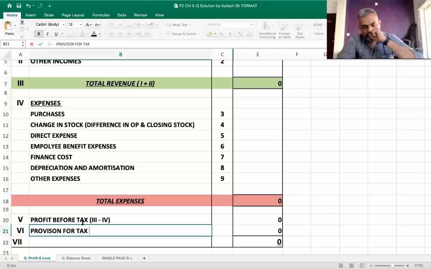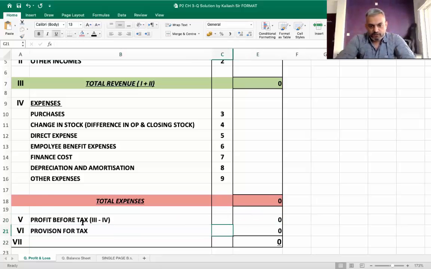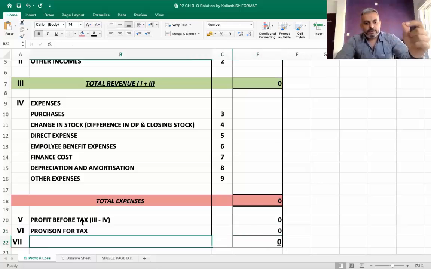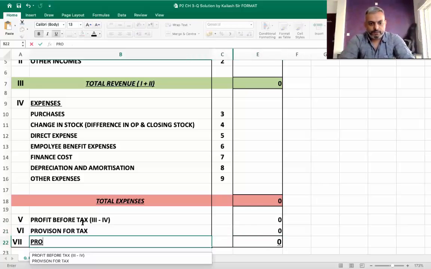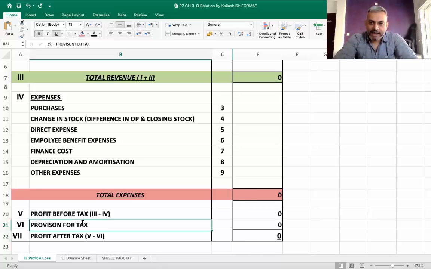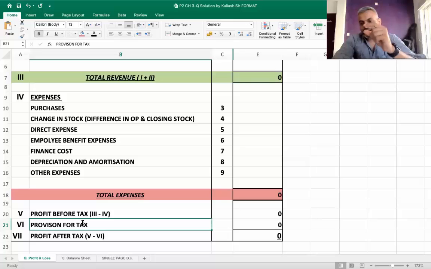Now, provision for tax is also a provision which we have created for a shorter period of time, so it will come in short-term provisions in the balance sheet. So provision for tax will be some rate which we apply to the profit before tax over here. And then what we get is the final profit. Profit after tax, which is 5 minus 6. This is also known as PAT. So this PAT, profit after tax, is what the owners would take home, which is available for shareholders.